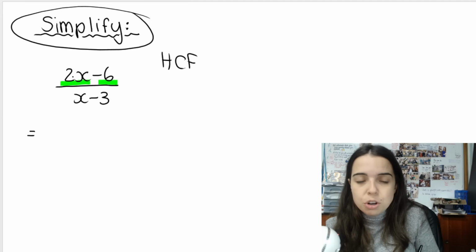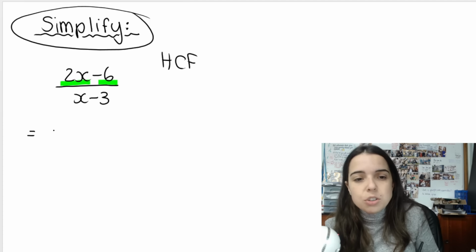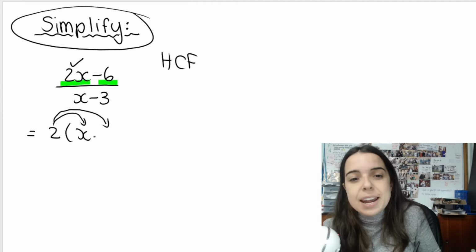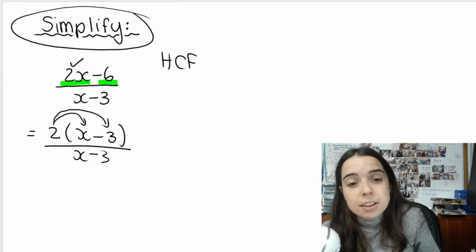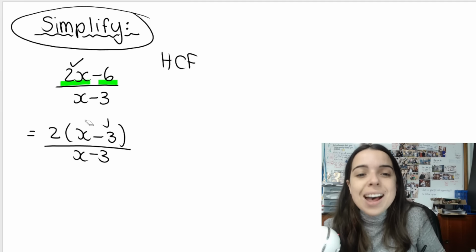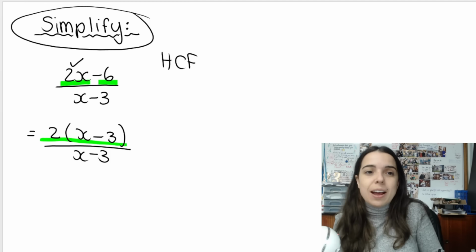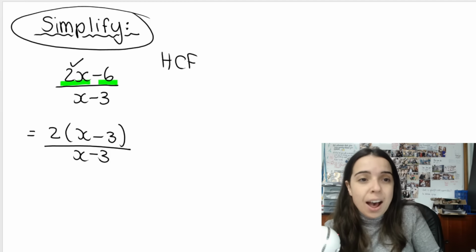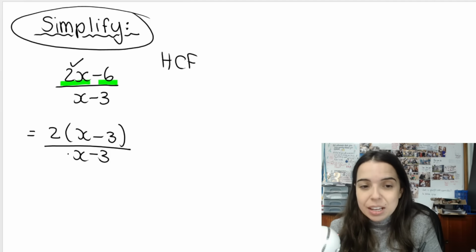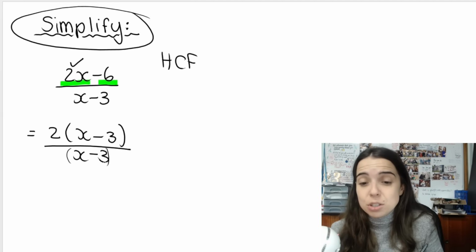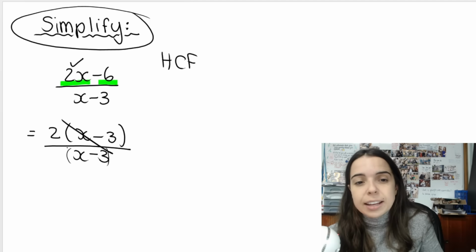2 goes into the first term. 2 goes into negative 6. So you take out a 2. You're left with x because 2 times x is 2x. And 2 times negative 3 is negative 6. So I have factorized the top. Now, because I have one term at the top and I cannot factorize the bottom, now I may cancel. You see at the top I've got an x minus 3. At the bottom I've got an x minus 3. Because they are identical, I can cancel them.